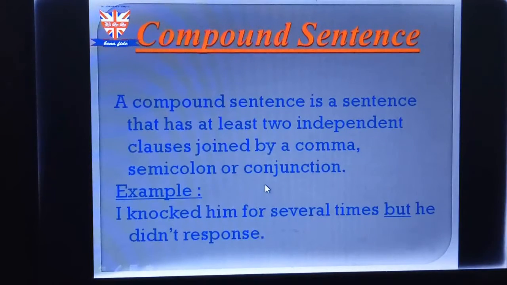So what have we understood? That at least two independent clauses should be there. Independent clause means two complete sentences. So let's see the example. I knocked him several times, but he didn't respond.